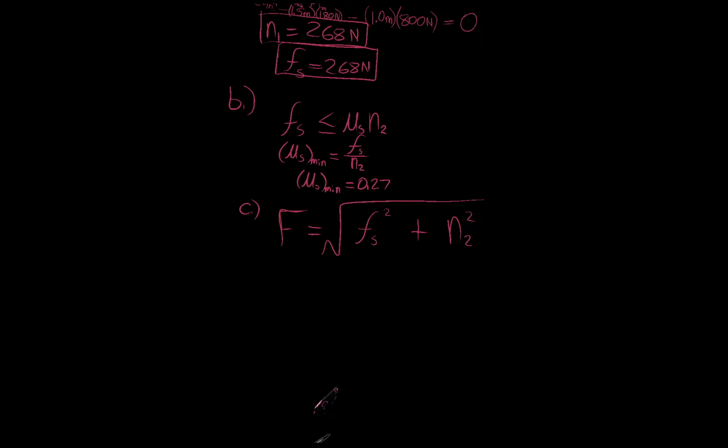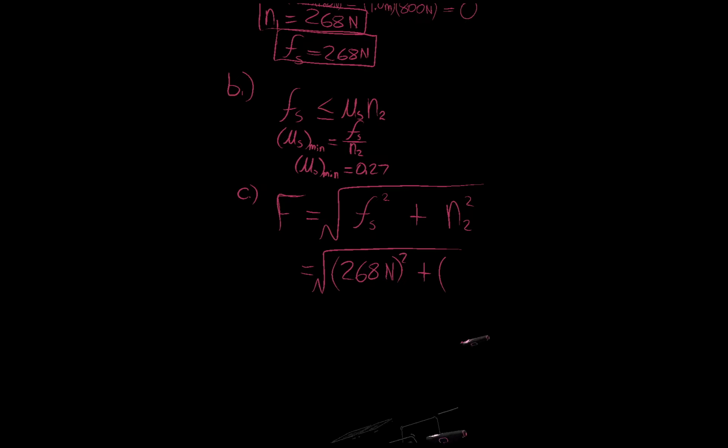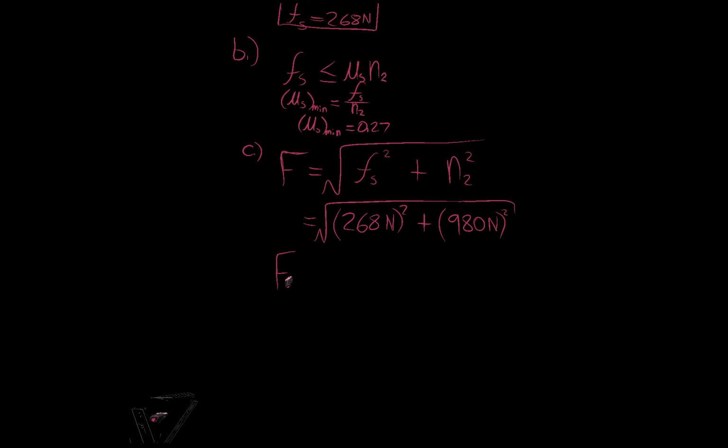And I don't remember which one was which, but we have one of them being 268 newtons. I think that was the friction force squared. And the other one is 980 squared. And if you compute that out, you get that the total force magnitude of the ground on the ladder is 1,020 newtons.